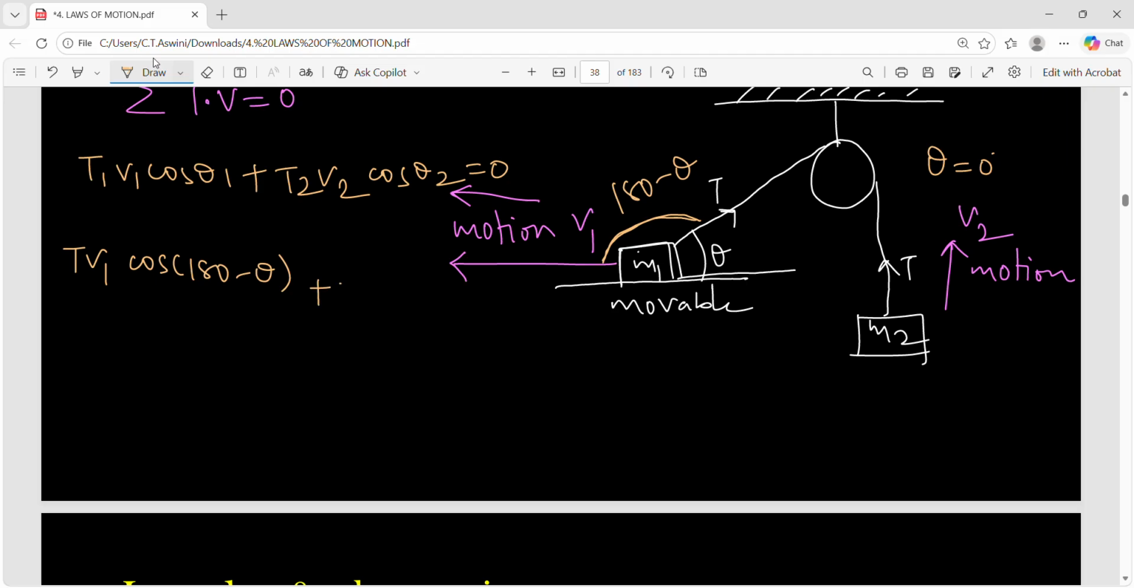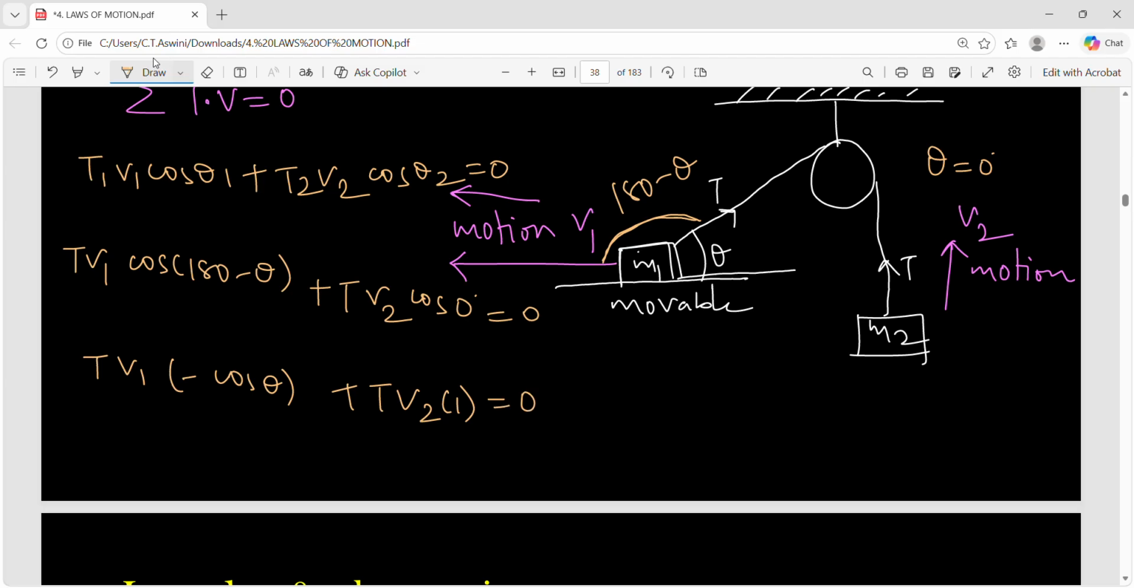Cos theta is cos of 180 minus theta, plus T2 is T, V2 is V2, cos theta 2. What is cos theta 2? It is 0 degrees. This is equal to 0. So T V1, what is cos of 180 minus theta? 180 minus theta is in the second quadrant, right? Sine is positive, remaining all negative. So you'll get minus cos theta, plus T V2, cos 0 value is 1. This is equal to 0.